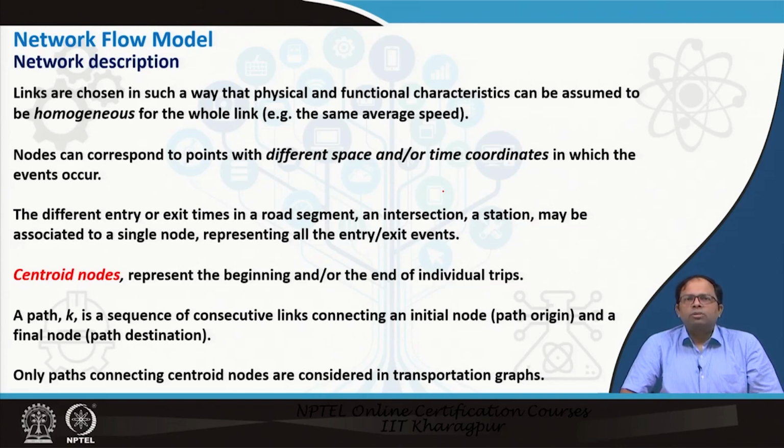And nodes can correspond to points with different space and or time coordinates in which events occur. So that we can understand. That means it has different coordinates, that means different locations, and also at different times their attributes may change. And the direct entry or exit times in a road segment, an intersection, or a station may be associated to a single node representing all the entry and exit events. So, this could be done either at a road segment, at an intersection, or at a particular station, which could be a transit station as well.